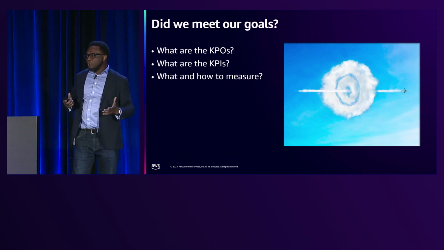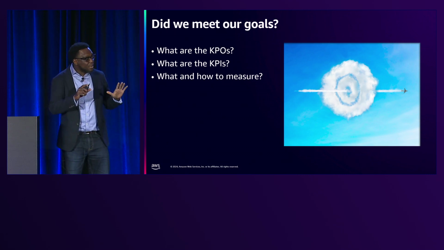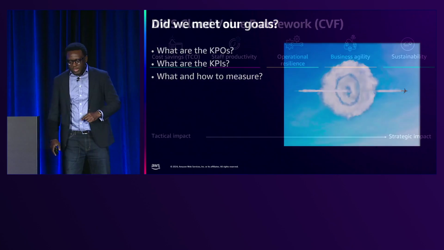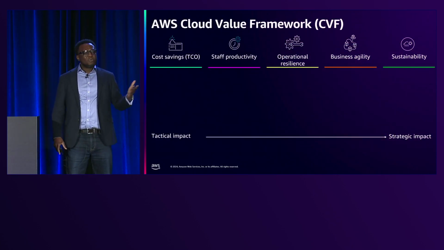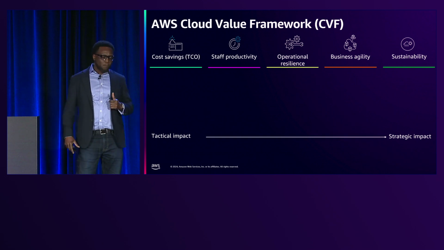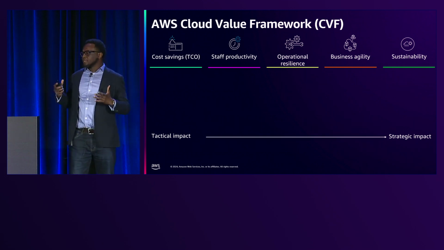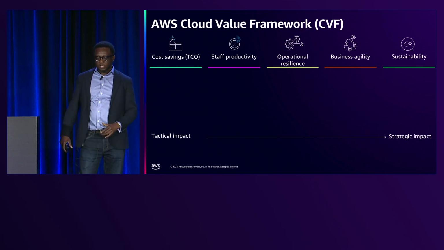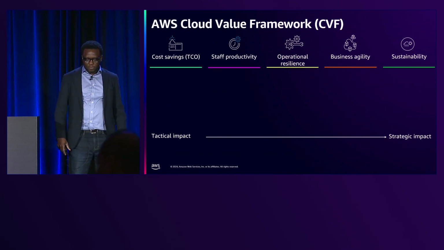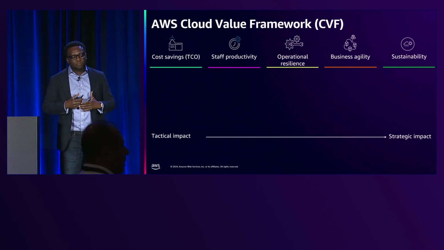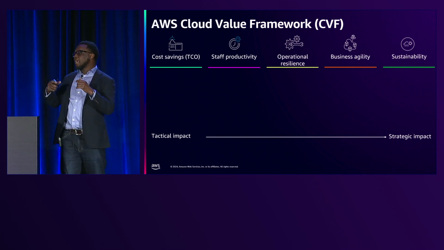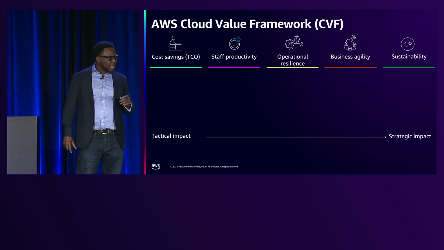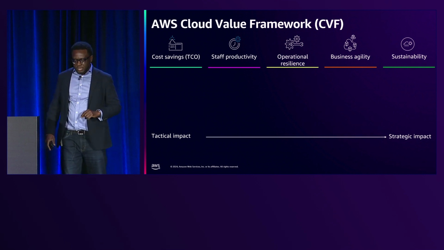Now, next, we're going to talk about a framework that will help you with these KPIs and KPOs track your investments. And it's called AWS Cloud Value Framework. So we have a team in AWS called the Cloud Economics team. They developed this framework to holistically understand cloud value with these 5 pillars you are seeing on the screen. Cost savings, the productivity of your staff, your employees. How resilient are you operationally? Business agility. And last but not the least, sustainability.